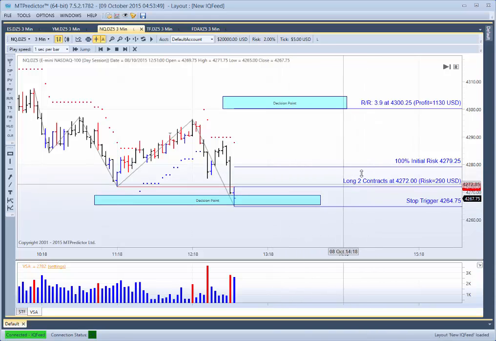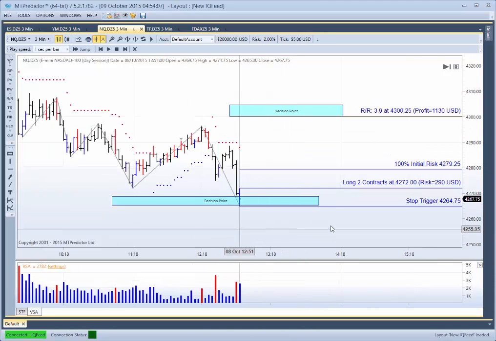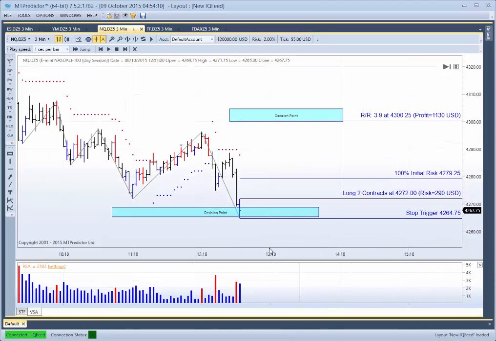Remember, we use correct position sizing here to keep our initial risk small and under control. What I'll do is I'll just take that previous bar off so we're not confused. So in other words, we are potentially entering at a reversal with a small controlled risk using our position sizing, with a profit that's potentially greater than our initial risk. So these are the extra tools that we have in MTPredictor to then be able to place a trade in and around this VSA setup.